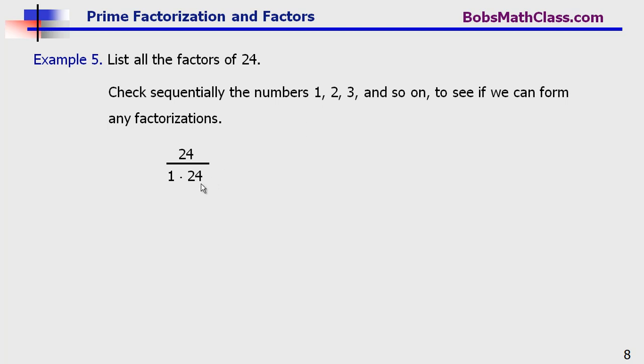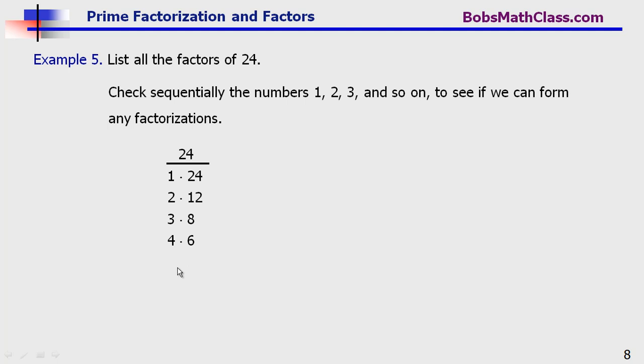Let's keep going. Let's try 2. 2 times what number is 24? 12. 3. 3 times what number is 24? 3 times 8. And then there's 4 times 6. How about 5? No, 5 doesn't go evenly into 24.